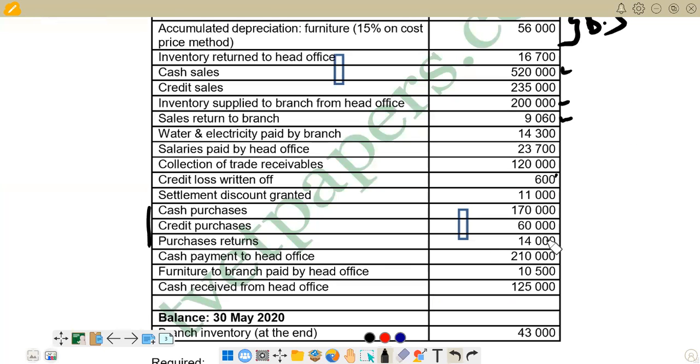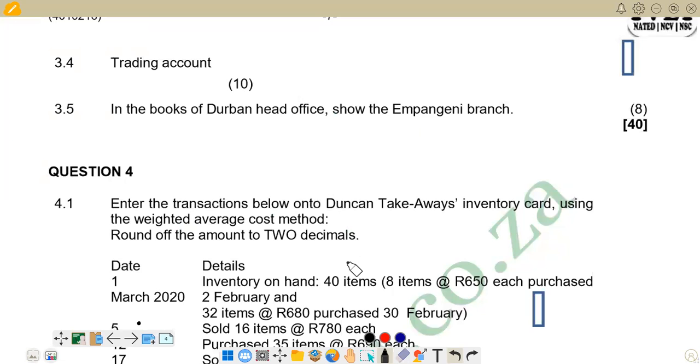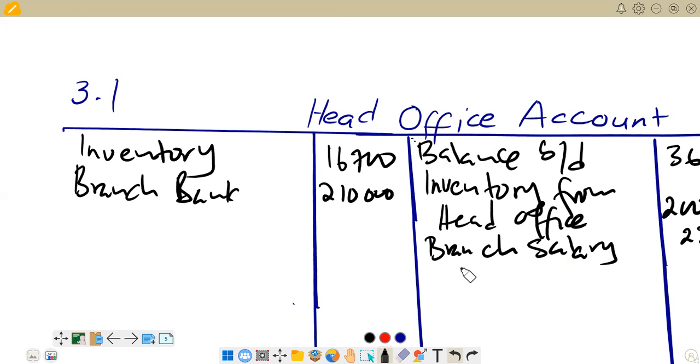So we are here on 210. Now we are on furniture to branch by head office, 10,500. So we are going to credit the head office because it's coming from the head office, and then the one that is receiving is the branch, Impangen branch, then we take the 10,500. So that's the double entry that we have there. So we are crediting the head office with branch furniture.